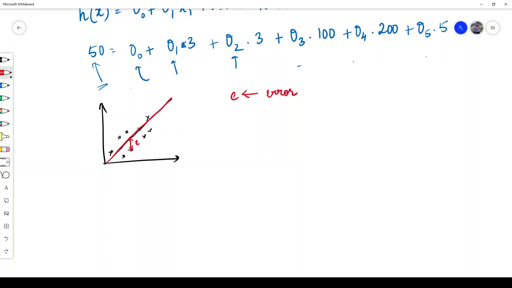For example, in this case, you can see that the actual value is here. Let me use some other color. You can see that the actual value is here, but I have predicted this value here. So if in that example my actual value is 50, I have predicted something like 70 or 80 or so on.